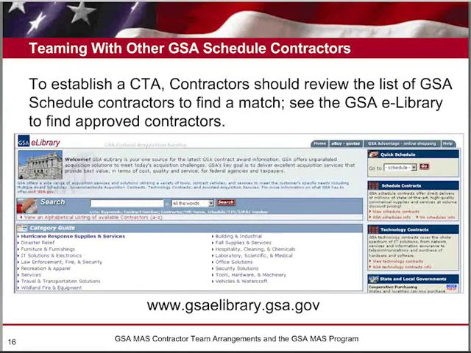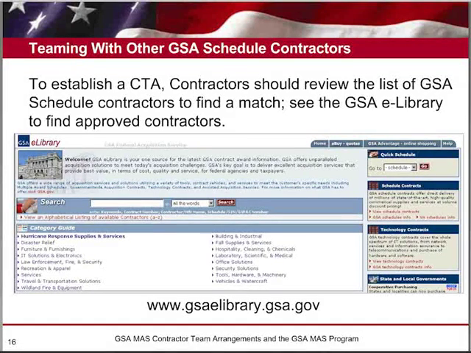So obviously, eLibrary is one way to potentially identify teaming partners, but we also suggest that you go out and network, and also even use our Interact platform as an opportunity to engage in dialogue with various folks of government and industry and potentially meet connections. So here we're going to talk a little bit about CTAs.